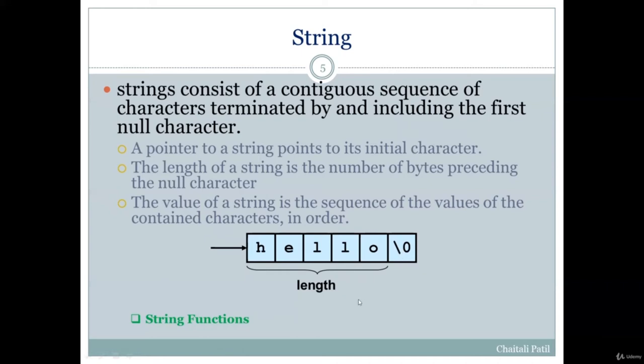There are various string functions available in the string.h header file. For example, string copy, string concatenate, to count the length of a string. For different operations, there are many different inbuilt functions available in string.h. According to the application, we can use a particular string function.